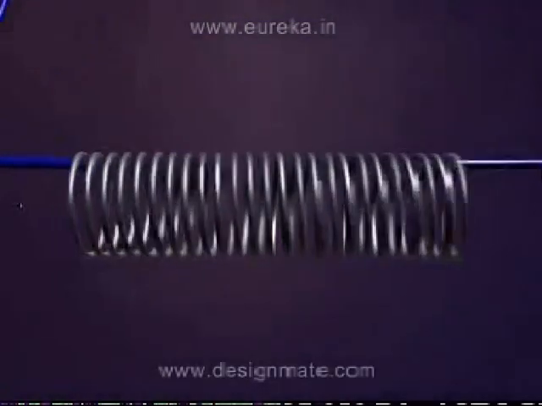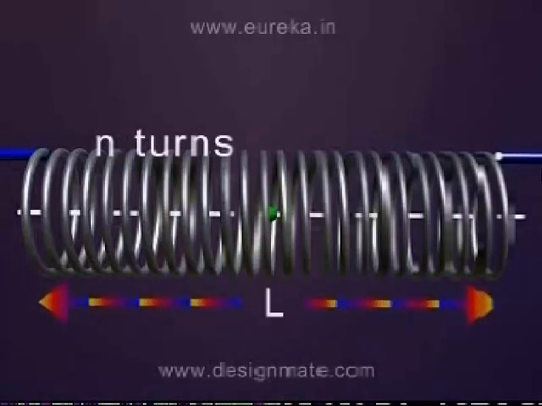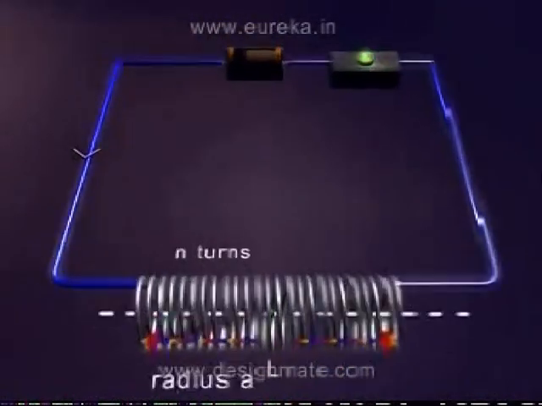Obtain the expression for the magnetic field at the midpoint on the axis of a solenoid with n turns per unit length, of length L, radius a, and carrying a current I units.